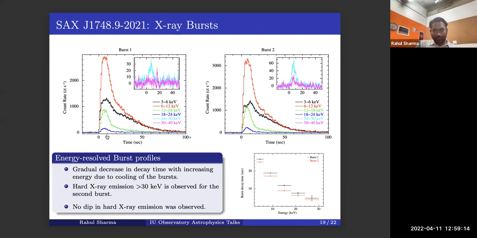In this case we show the four energy spectra, that is 3 to 6, 6 to 12, 12 to 18, and 18 to 24 keV. In this inset, we show two higher energy bands, that is 24 to 30 keV and 30 to 40 keV.